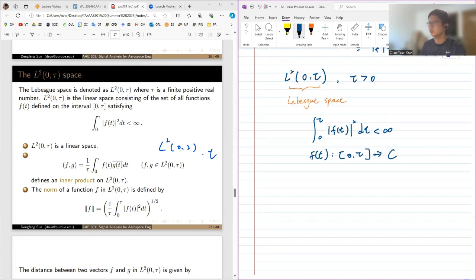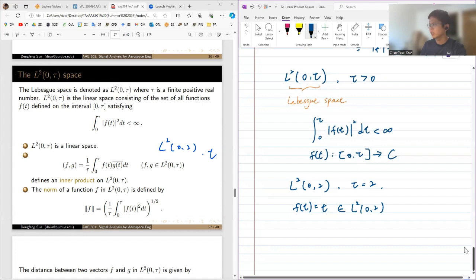To help you understand this space better, let's look at one example. Say this L squared, 0 to 2 space. So in this case, tau equals 2. The function f(t) equals t will be a function inside this space.